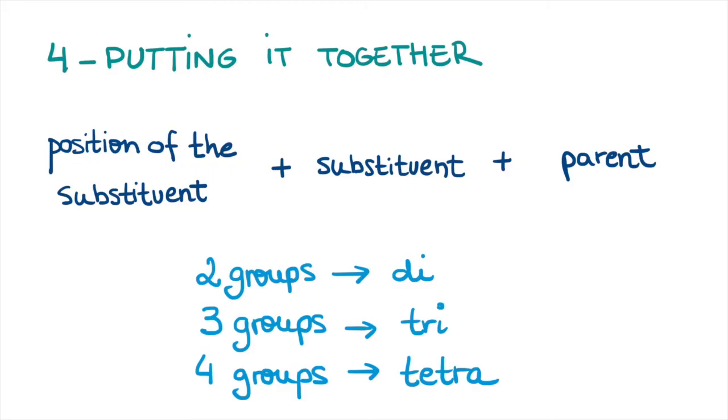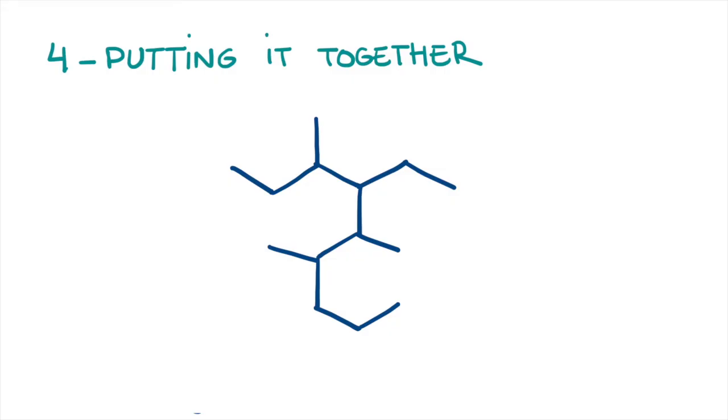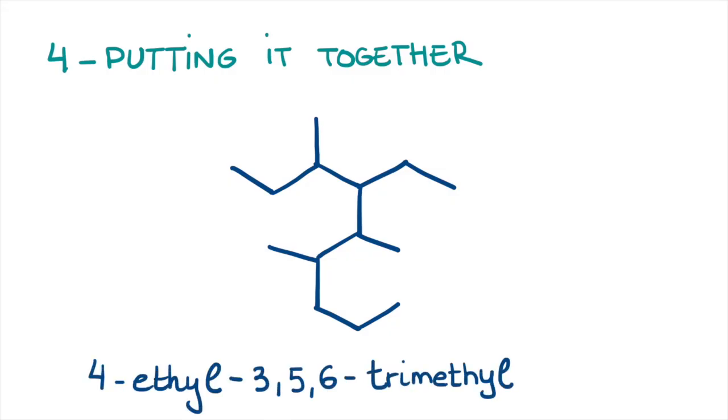So putting all this information together, our substituents are 4-ethyl, 3,5,6-trimethyl. Remember that they go in alphabetical order. That's why the 4 goes before the 3. And then we simply have to add the parent chain.